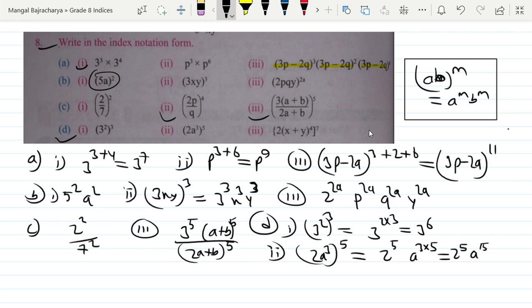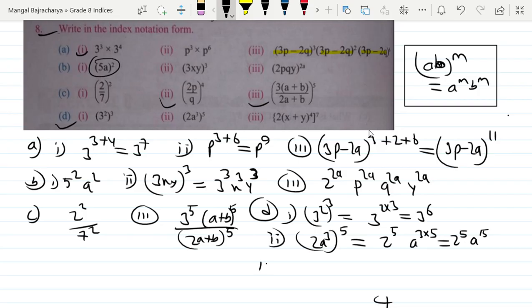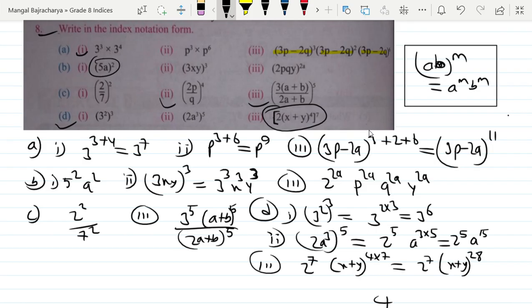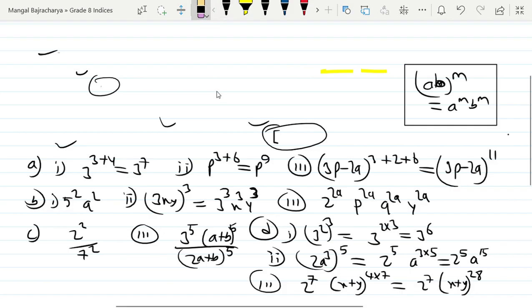And the last one, the third number, there is 2 x plus y whole power 4 and its whole power is 7. So 2 power 7 and x plus y whole power 4 into 7, since there is power of a power. So 2 power 7 and x plus y whole power 28. So we're done with number 8. Now we go with number 9. So let's clear it.